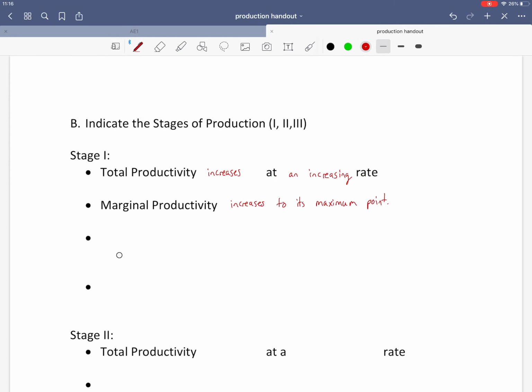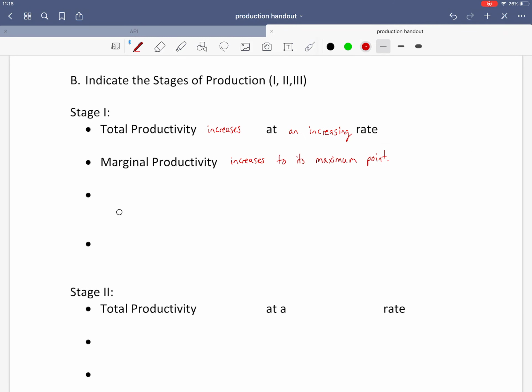So the marginal product is actually going to tell us the rate of our total productivity. If you've taken calculus, it's going to be the first derivative of our total productivity function. So marginal productivity, once again, is going to increase to its maximum point.